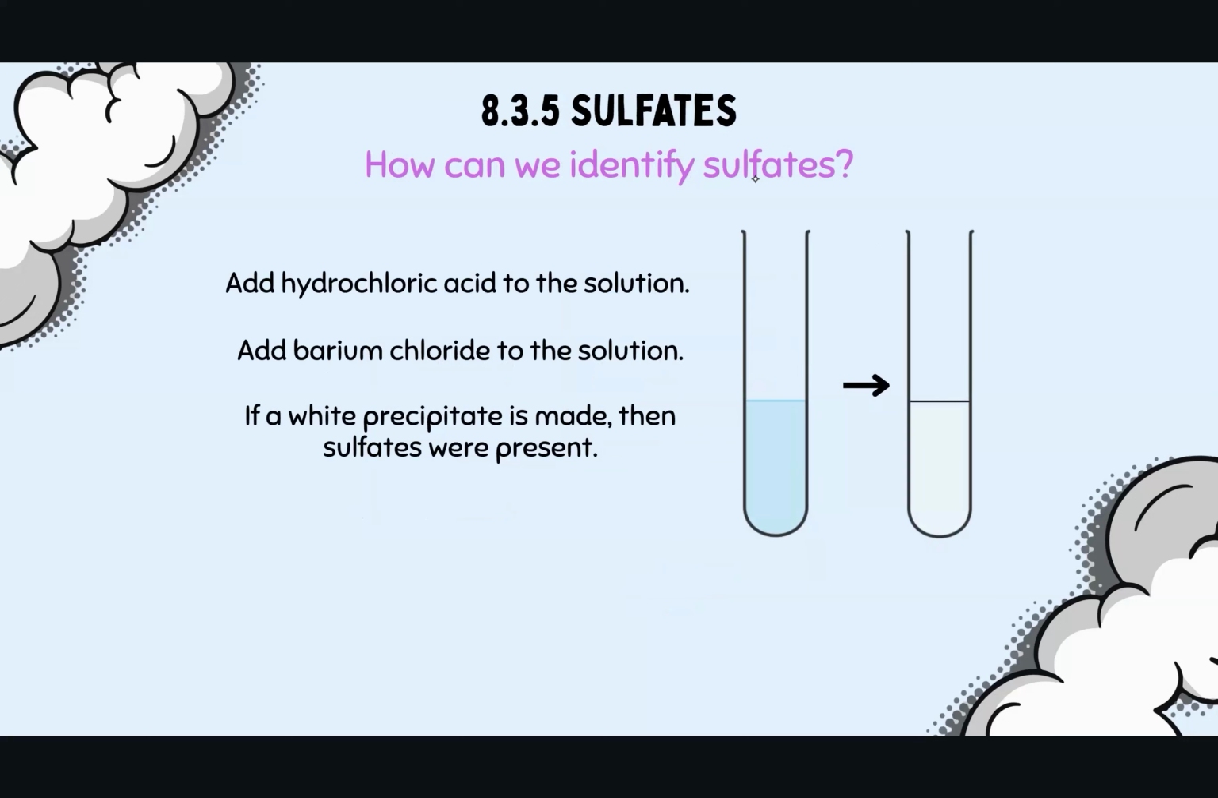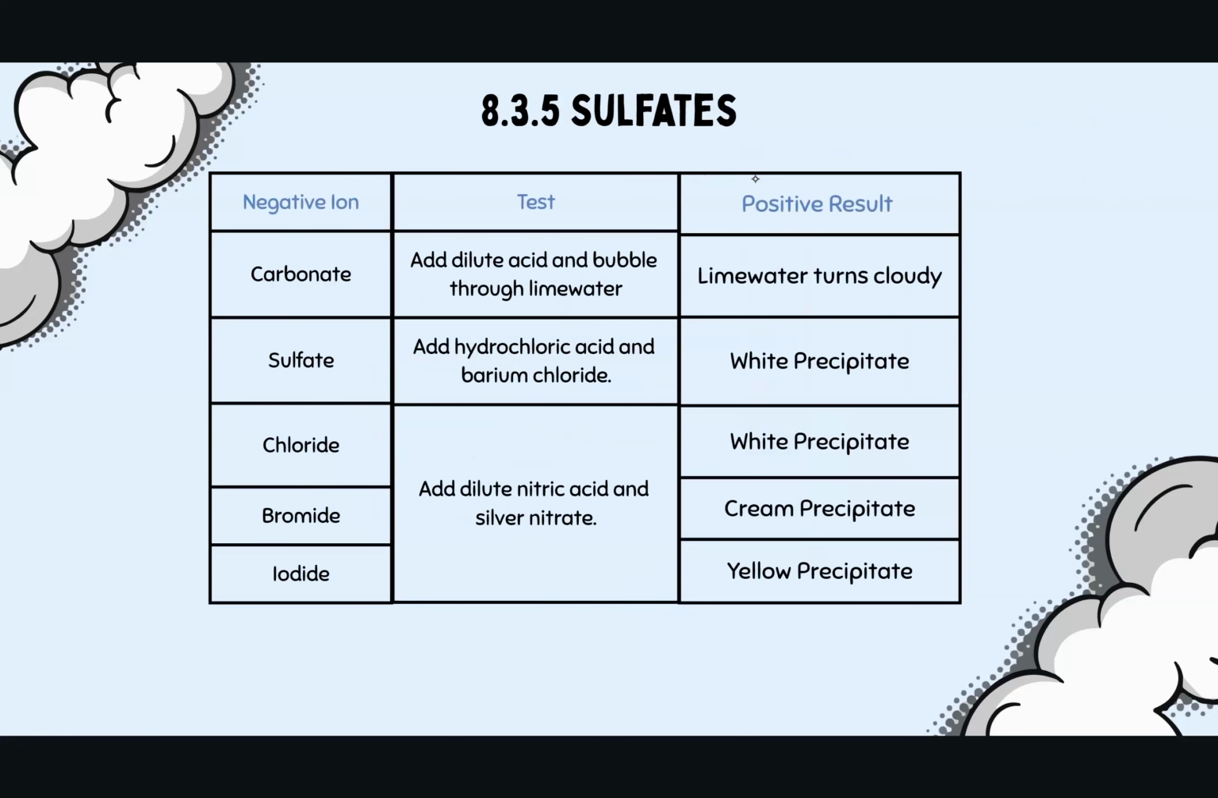Okay, how do we identify sulfates? So a sulfate is SO4 2 minus. So you add hydrochloric acid, then you add barium chloride. If a white precipitate is made, then it contains a sulfate. So this table summarizes everything. If it's a carbonate, you add dilute acid and bubble through lime water. And if the lime water turns cloudy, then we know it contains a carbonate.